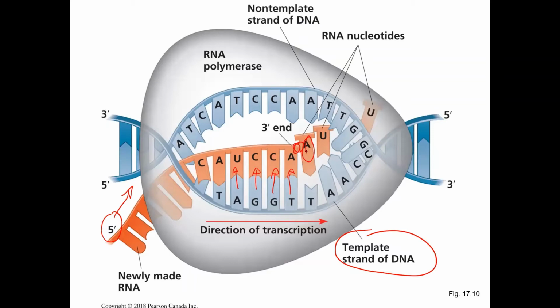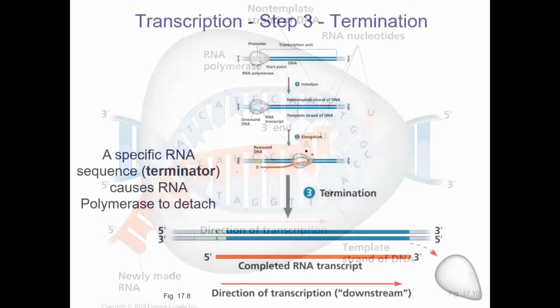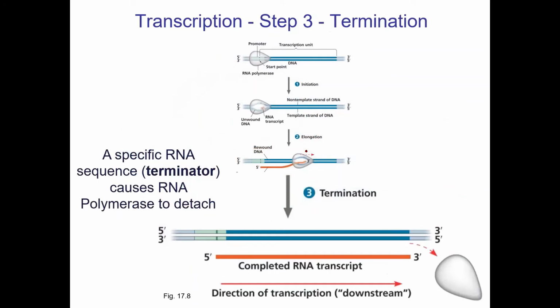So it's going along and making RNA, and then at the very end, the termination step, it comes along to the terminator. So it's going to be somewhere over here at the end of the gene. And the RNA polymerase detaches. And now you have a piece of RNA. And that's pretty much it. Like I said, relatively straightforward. We only have 1 enzyme to worry about.